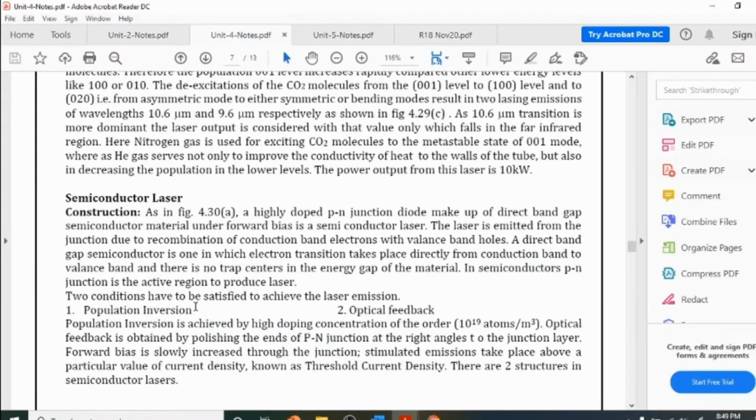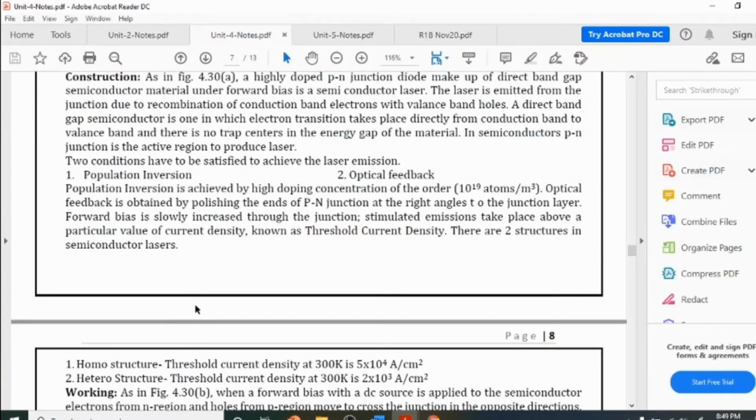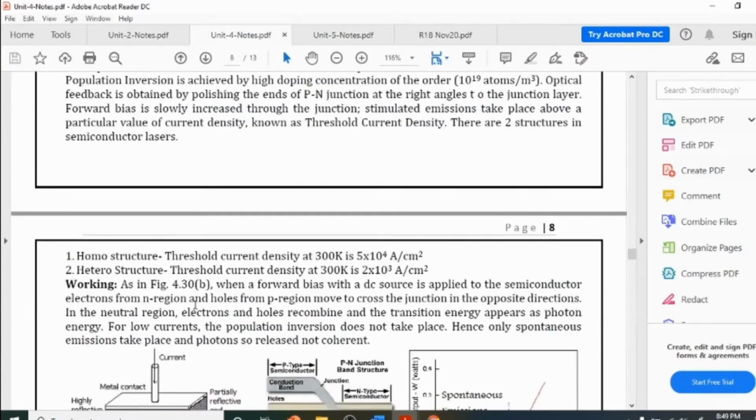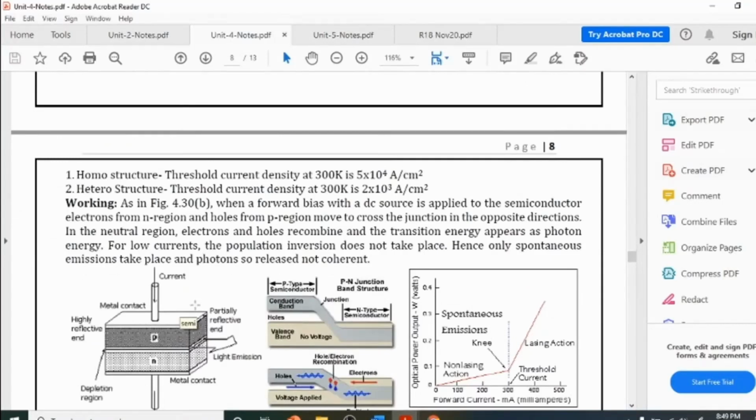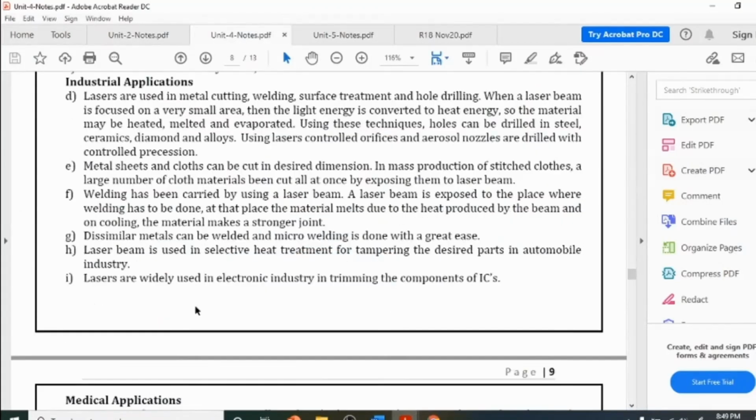So you can prepare for carbon dioxide laser. Apart from that, there is a semiconductor laser which you have in your third unit, but I have just furnished it in the fourth unit. Semiconductor laser also you can prepare. If the question comes from the third unit on semiconductor laser, you can write it down. If not, you just leave it like that. Okay, and then you need to have applications of lasers.